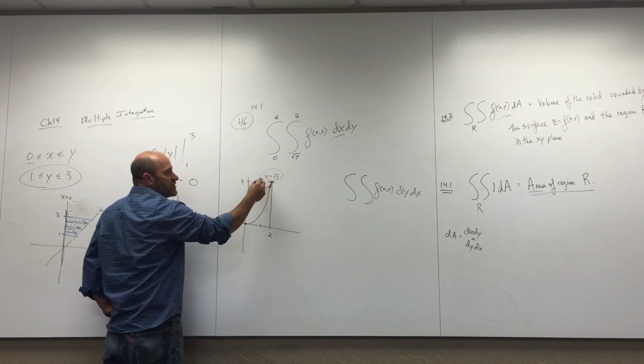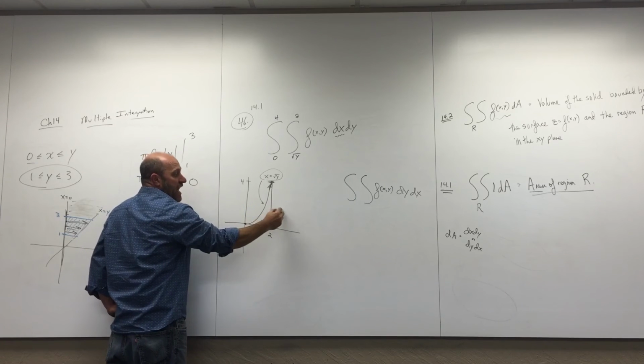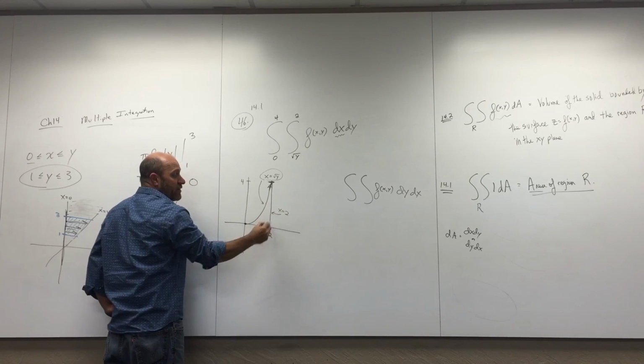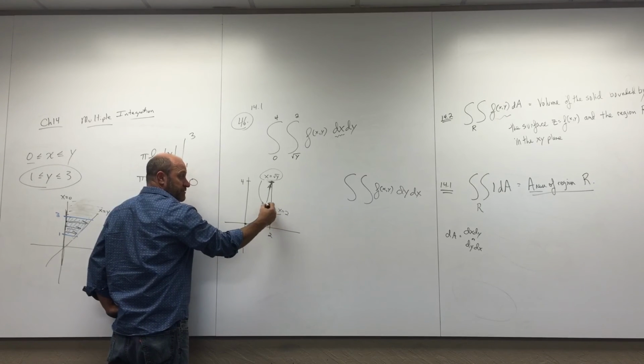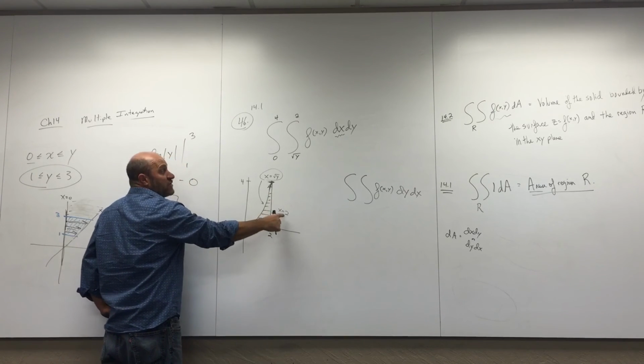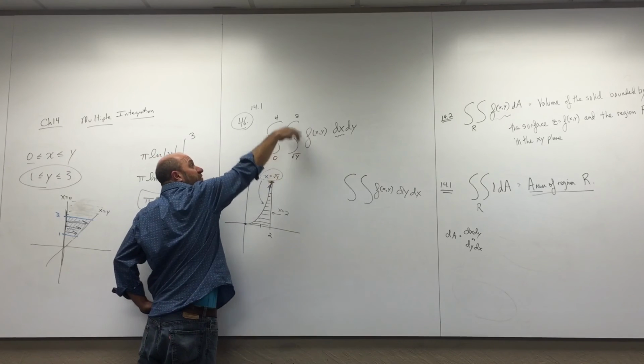Look, x equals the square root of y is the left bound. x equals 2 is the right bound. So the x must live in between here. Is that what it's doing? That's the left, that's the right for x.